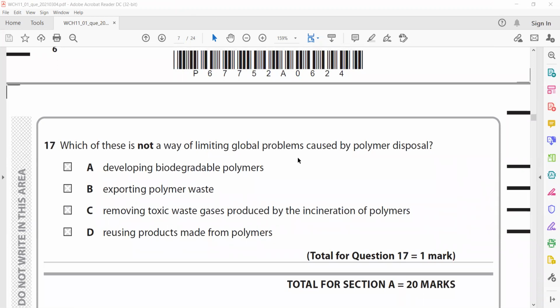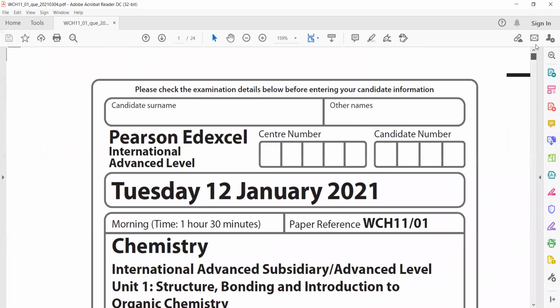Which of these is not a way of limiting the global problem caused by polymer disposal? Developing a biodegradable polymer, this is using it, and it minimizes the global problem of exporting polymer waste. That's not the right way. Removing toxic waste gases produced by incineration of the polymer, that's true. And reusing the product made from polymer, that's also true. So B is not the right statement which limits the global problem caused by polymer disposal. So this was Unit 1 of January 2021.